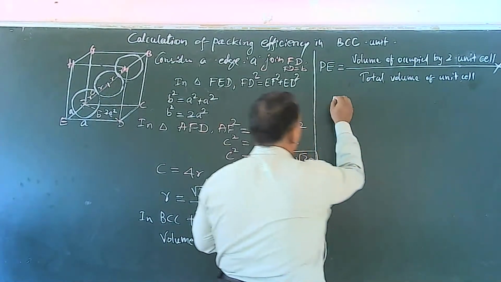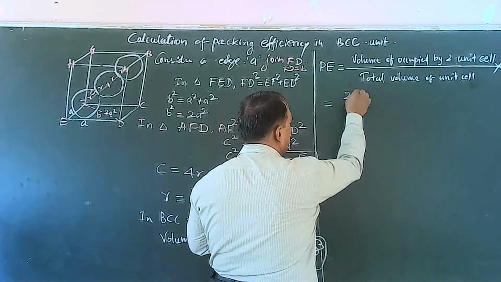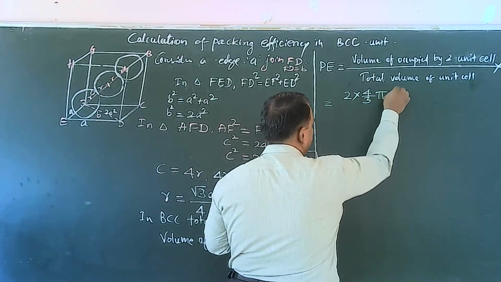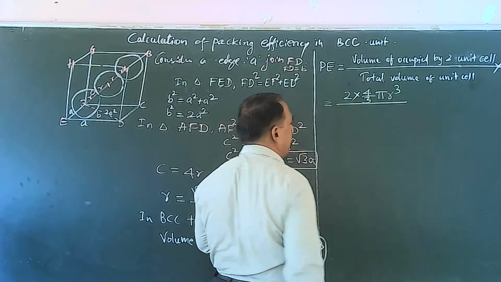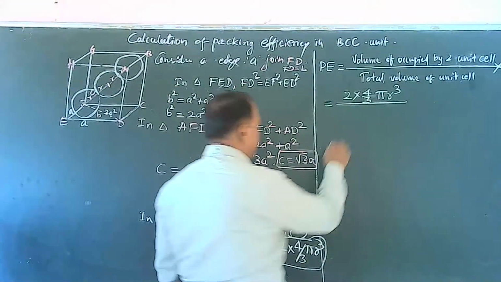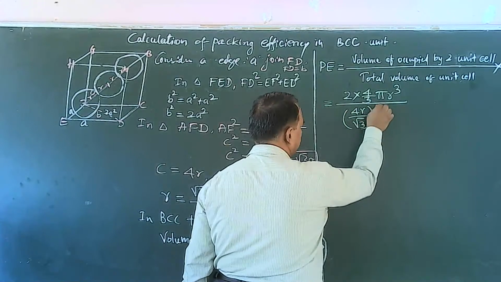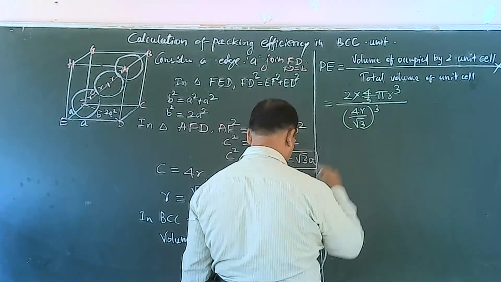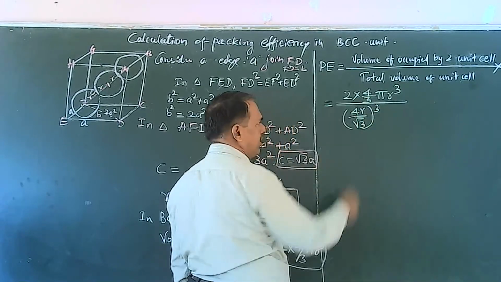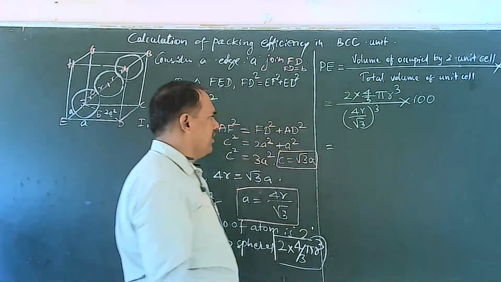So into 100. So therefore, that is nothing but volume occupied, that is 2 into 4 by 3 pi r cube divided by, see, the a value you got. What is the a value? 4r by root 3, the whole cube. Are you clear? Into 100. Just to calculate this.